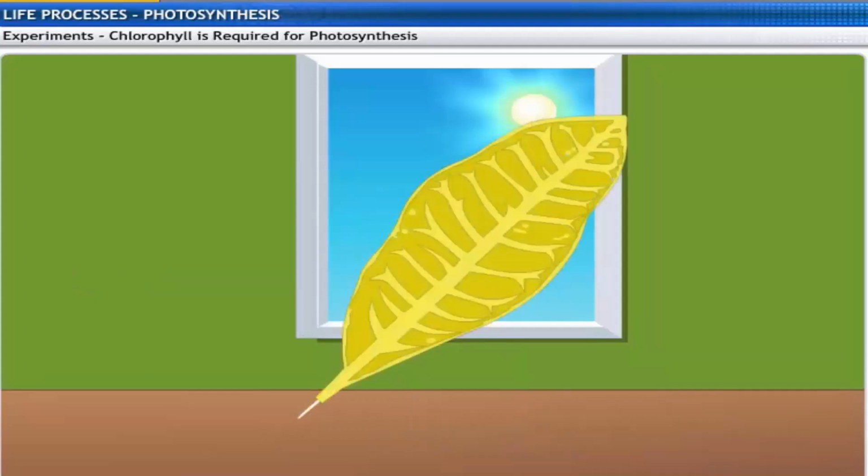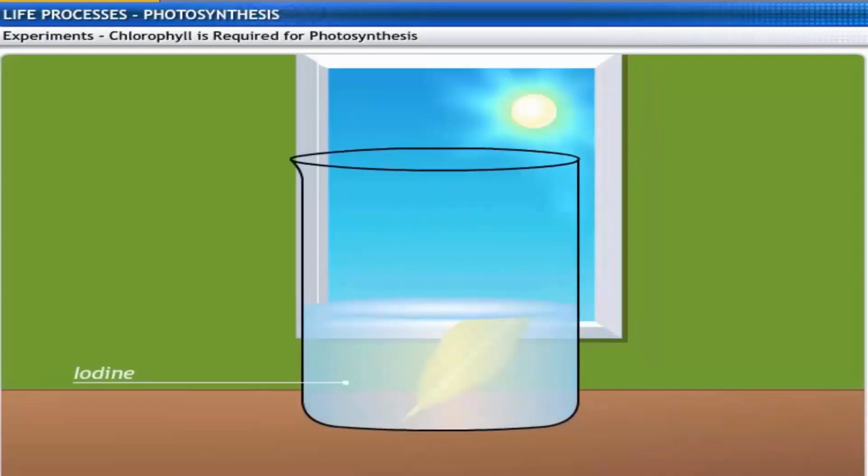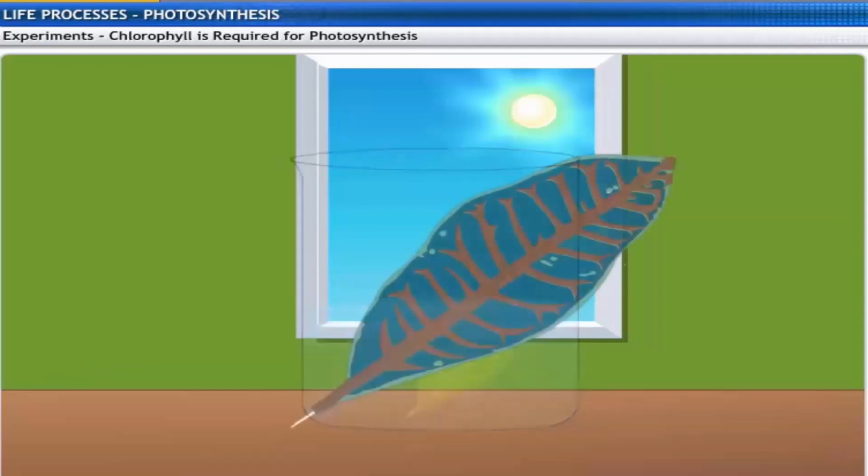You will see that the leaf becomes colorless as it loses its chlorophyll. Now, dip the leaf in a dilute solution of iodine for a few minutes. The green portions of the leaf turn blue-black, indicating the presence of starch. The non-green portions of the leaf turn brown, indicating that starch has not been formed.